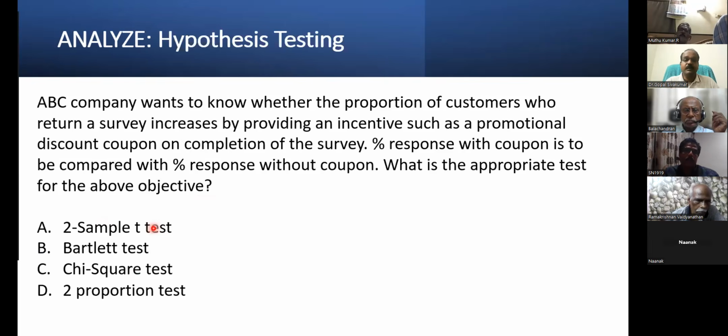Now read the question and tell me which hypothesis test will be the best fit. A company wants to know whether the proportion of customers who return a survey increased by providing an incentive such as a promotional discount coupon. The response with the coupon is compared with the response without the coupon. What is the appropriate test? Two proportions. You all started answering right away: it is a 2 proportion test.